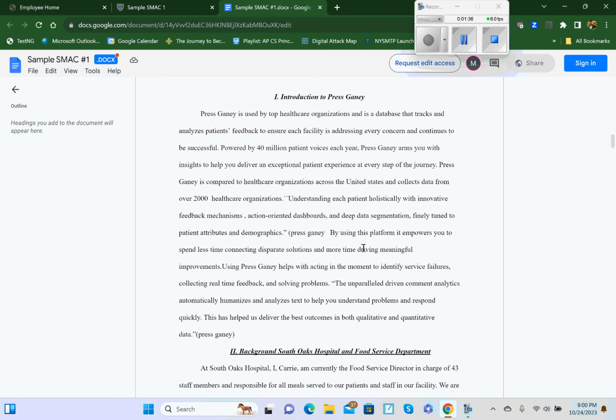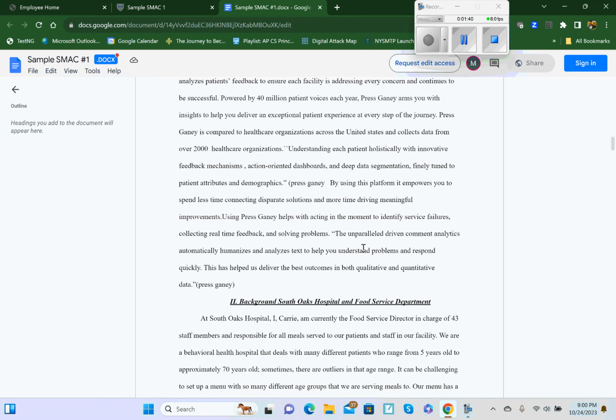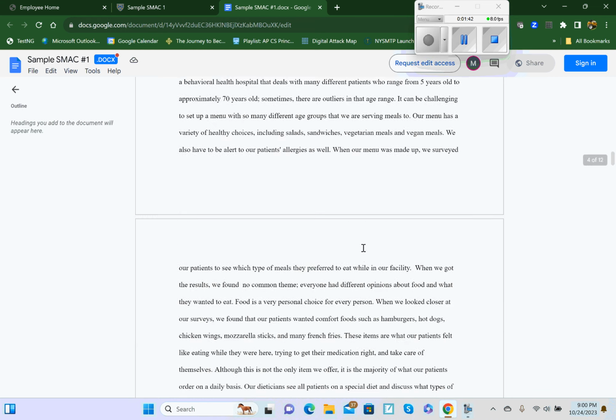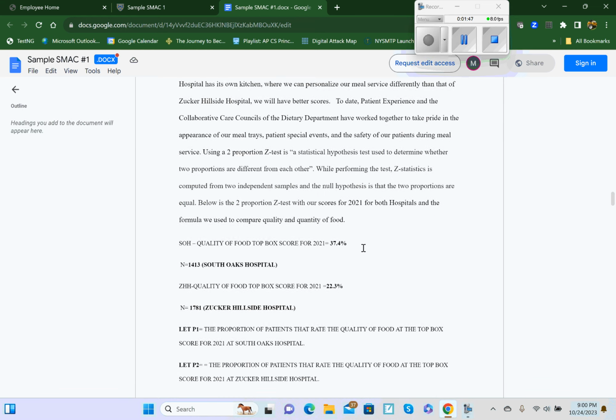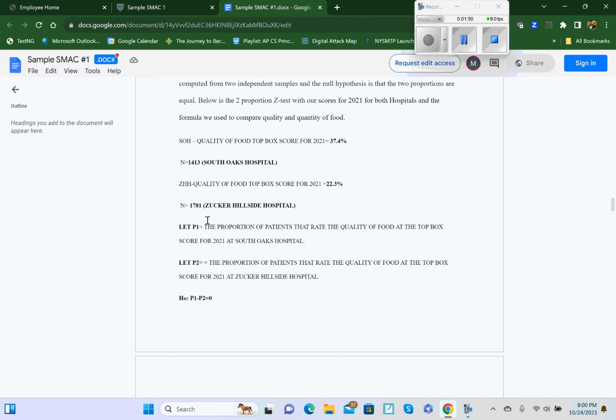So this is some background about the food services departments in their respective hospitals and how they operate and so forth. And ultimately, these people had 2 proportions, and you can see them right here. I'll highlight them. They said let P1 be the proportion of patients that rate the quality of food at the top box for South Oaks Hospital for 2021 specifically. And then P2, the second proportion, was the proportion of patients that rate the quality of food at top box, the highest rating, by the way, for 2021 at Zucker Hillside Hospital.